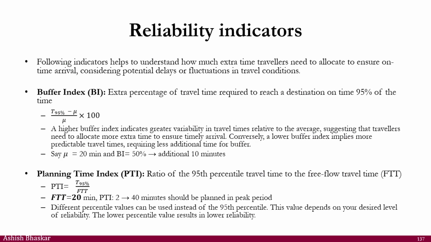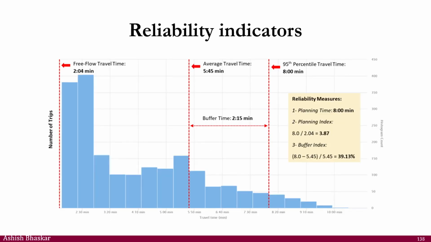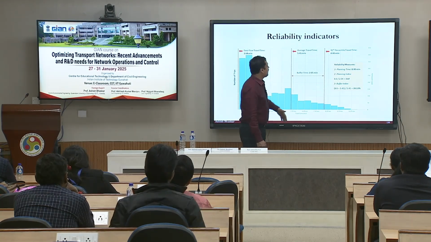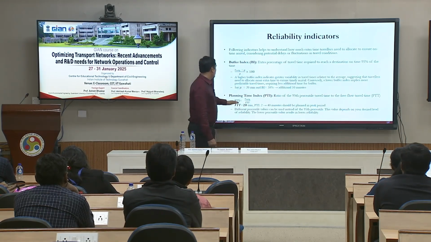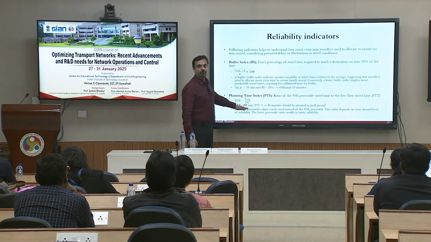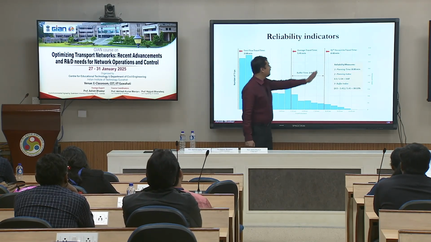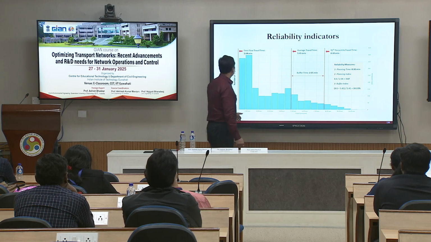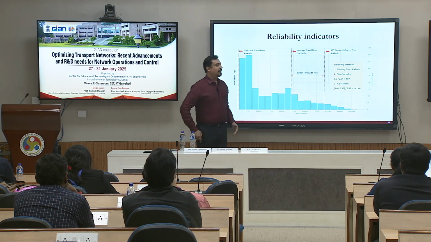So when you say buffer time, the buffer time index is the 95th percentile minus mu, over mu, the average. It tells you the extra buffer you should have in your pocket when you are traveling. Similarly, planning time is the 95th percentile over free flow. For example, the 95th percentile is 8 minutes, free flow might be, let us say, 2 minutes, so 8 by 2.